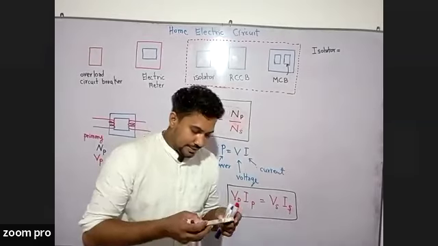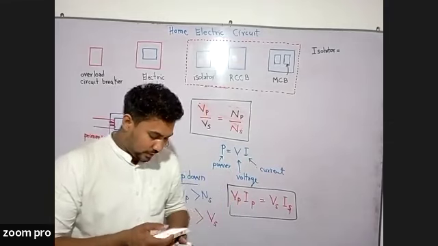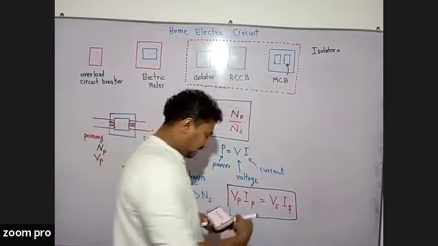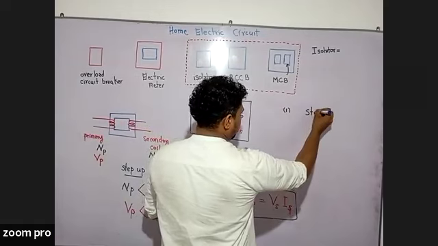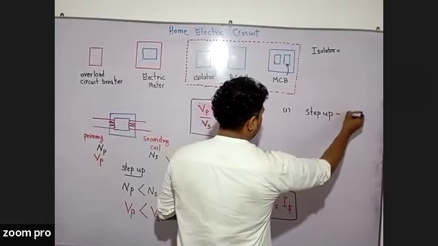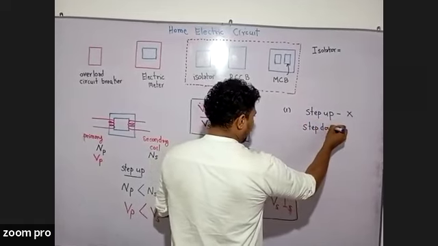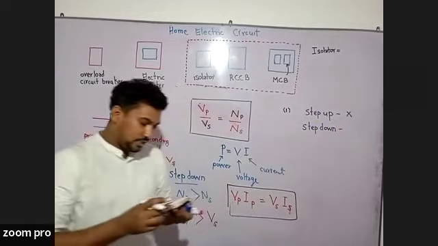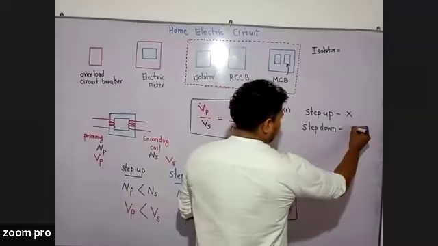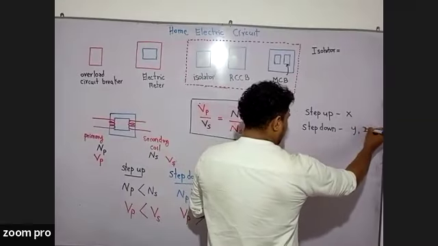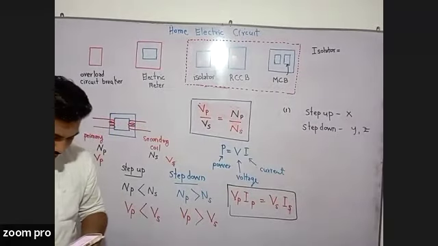Now you can clearly see that at the X point, the voltage has increased. So obviously, X should be a step up transformer, right? And in Y and Z, what happened to the voltage? The voltage is decreased. That means obviously Y and Z should be represented as step down transformers, right? So these are the answers for the first one.